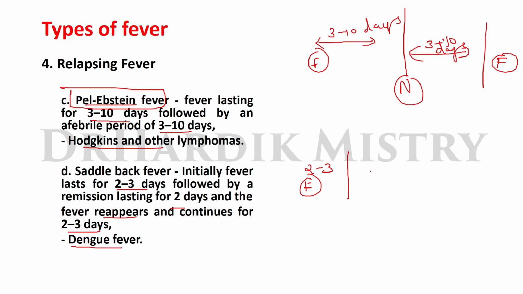There is a gap of 2 days. And after 2 days, the fever again appears, and when the fever reappears, it again continues for 2 to 3 days. So this type of fever is known as saddleback fever. It is seen in dengue fever.